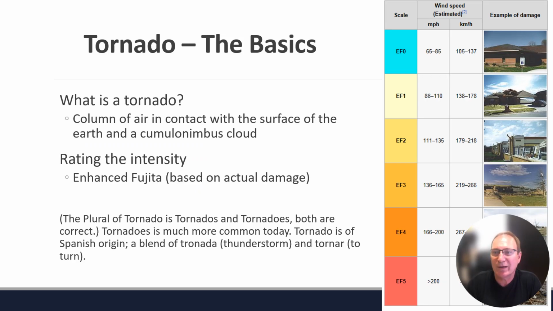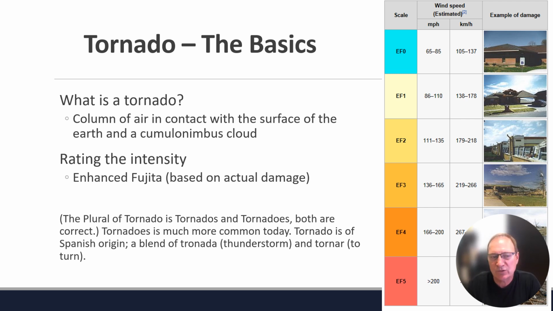So let's start out with what is a tornado. A tornado is produced when there's a collision of warm and cold air masses, and then a column of rotating air connects the surface of the Earth to a cumulonimbus cloud. That is the basic definition of a tornado, and we rate its intensity based on the Enhanced Fujita scale, more commonly referred to as EF, with EF0 being the least intense and EF5 being the most intense.